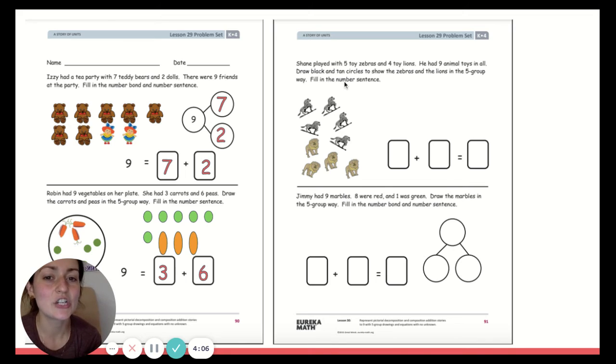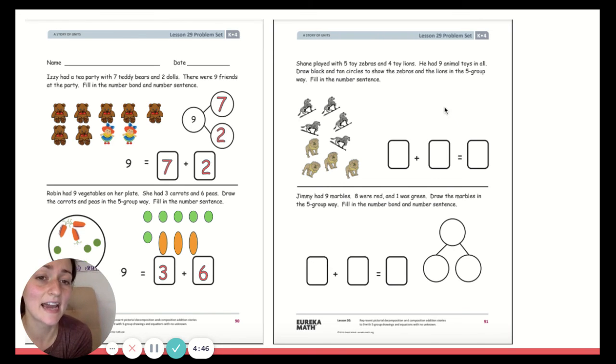It says, Shane played with 5 toy zebras and 4 toy lions. He had 9 animal toys in all. Draw black and tan circles to show the zebras and lions in the 5 group way. Fill in the number sentence. I'm not going to write this one for you because you can do it on your own. I'll talk you through it and you can write it down. How many zebras were there? There were 5. How many lions were there? 4. How many animals did he have altogether? 9. We know that 5 and 4 makes 9.